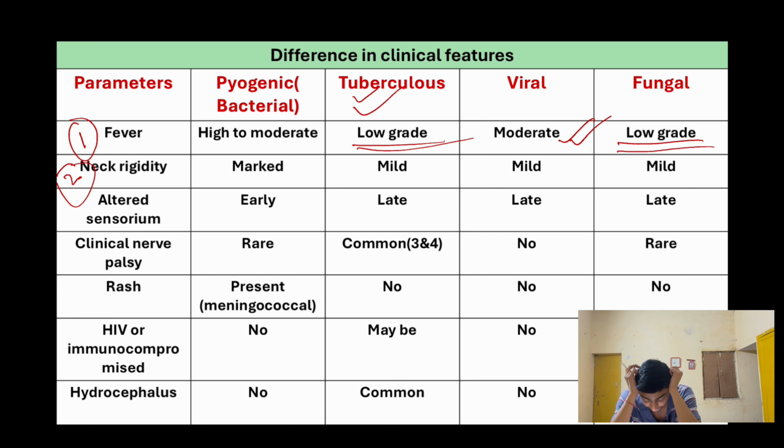Clinical nerve palsy. It is rare in the case of pyogenic meningitis, but third and fourth nerve palsy is common in tuberculous meningitis. In case of viral meningitis, it is absent, and in fungal meningitis, the clinical nerve palsy is rare. Rashes. Rashes will be seen only in pyogenic meningitis, and which type of pyogenic meningitis? It is meningococcal. So rashes are present in meningococcal meningitis caused by Neisseria meningitidis.